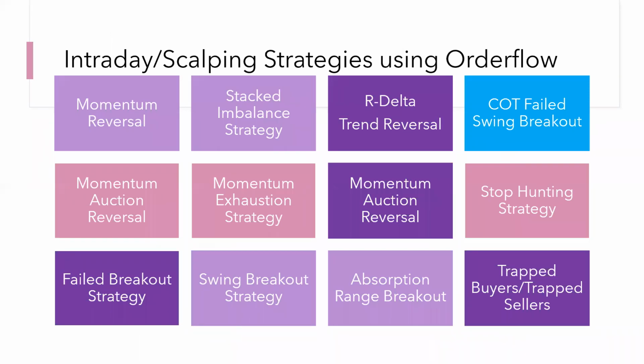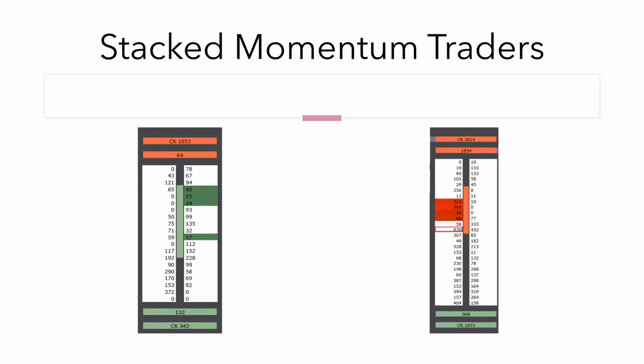I had closely identified 12 trading strategies. One is momentum reversal, the stacked imbalance strategy, the R delta, and the COT failed breakout strategy. We can also say whether a breakout happening in the market is a strong breakout or a weaker breakout, using the commitment of trades setup. I've been talking about the commitment of trades, right? There have been commitments of trades on the upside as well as on the downside. Using this information, we have COT buyers, commitment of trades buyers, and COT sellers, commitment of trades sellers. Using this, we are able to say whether a breakout is successful or not.